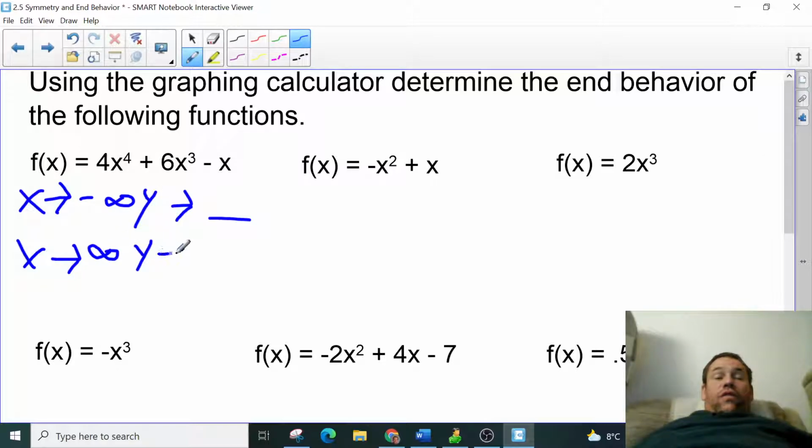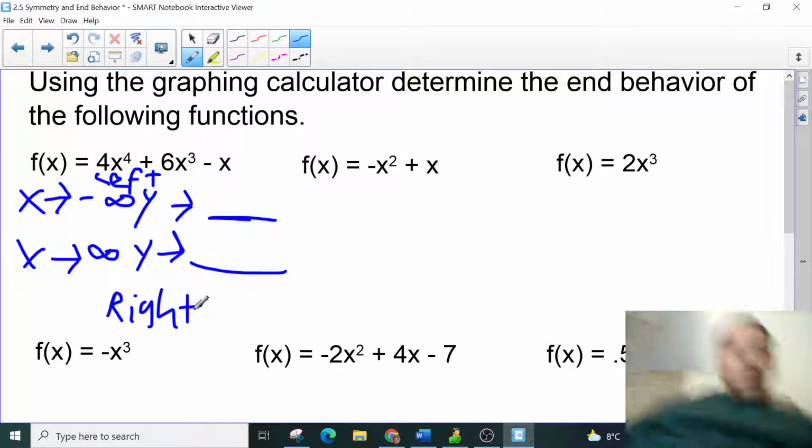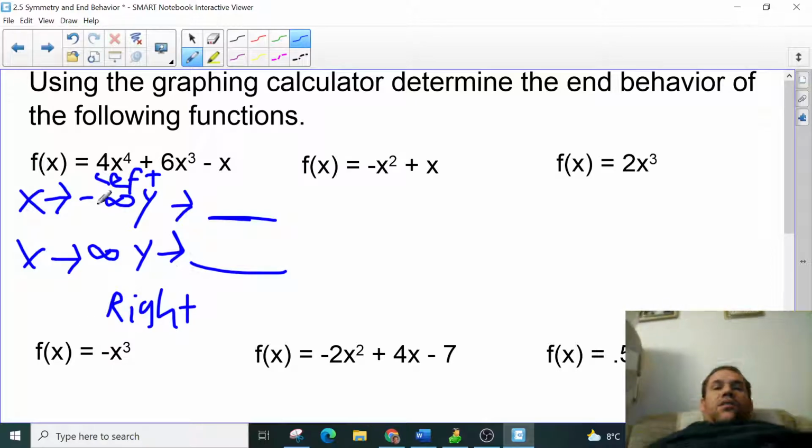So this is the full part of doing end behavior. When it's saying left, that's negative infinity, because you're going to the left forever. Then we're going to the right to positive infinity, forever and ever. So we have 2 answers there. That means left if it's positive infinity, and right if it's negative infinity.